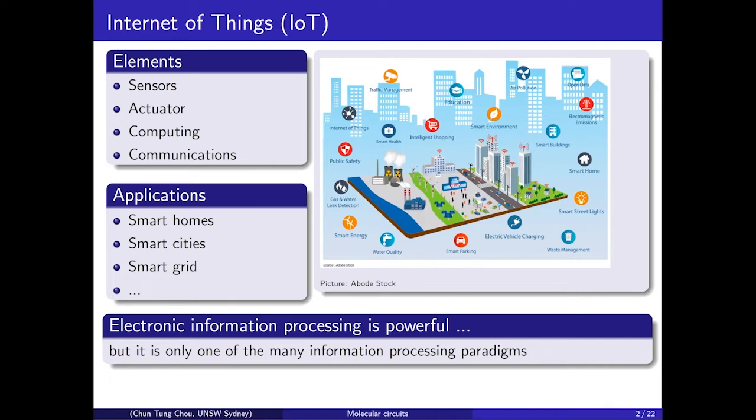Let's begin with a subject that we are all familiar with, the Internet of Things. The Internet of Things consists of sensors, actuators, and computing elements connected by communications technologies. The Internet of Things has enabled many applications, for example, smart homes, smart cities, and smart grid, and so on. We can think of IoT as a collection of silicon-based devices that sense, actuate, compute, and communicate. The electronic information processing paradigm is certainly a powerful one, but it is only one of the many information processing paradigms.